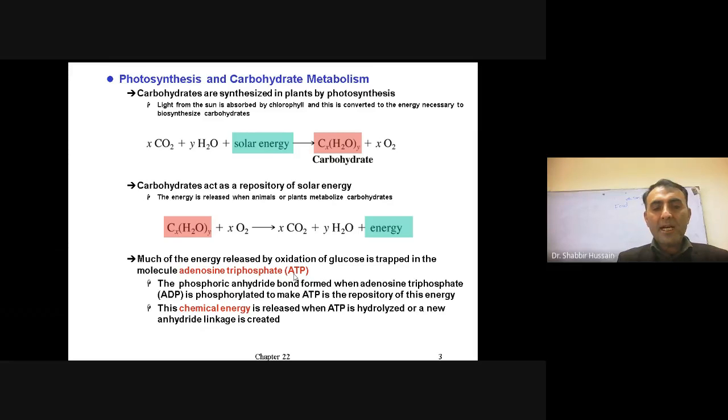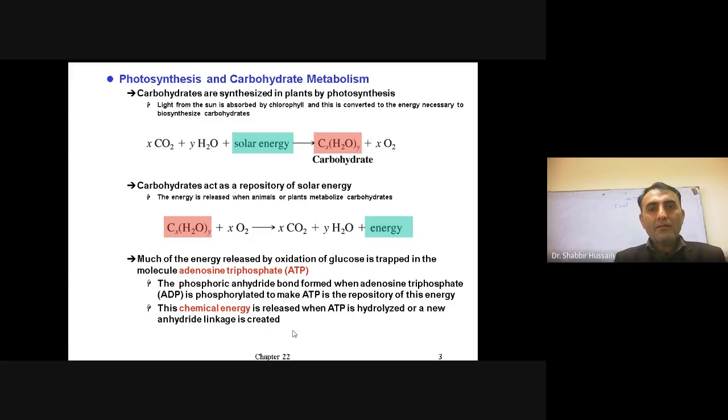The phosphoric anhydride bond is formed when adenosine diphosphate, ADP, is phosphorylated. With one further addition it is phosphorylated to make ATP, the repository of this energy. The chemical energy is released when ATP is hydrolyzed or a new anhydride linkage is created. We have already discussed this in the TCA cycle and glycolysis.